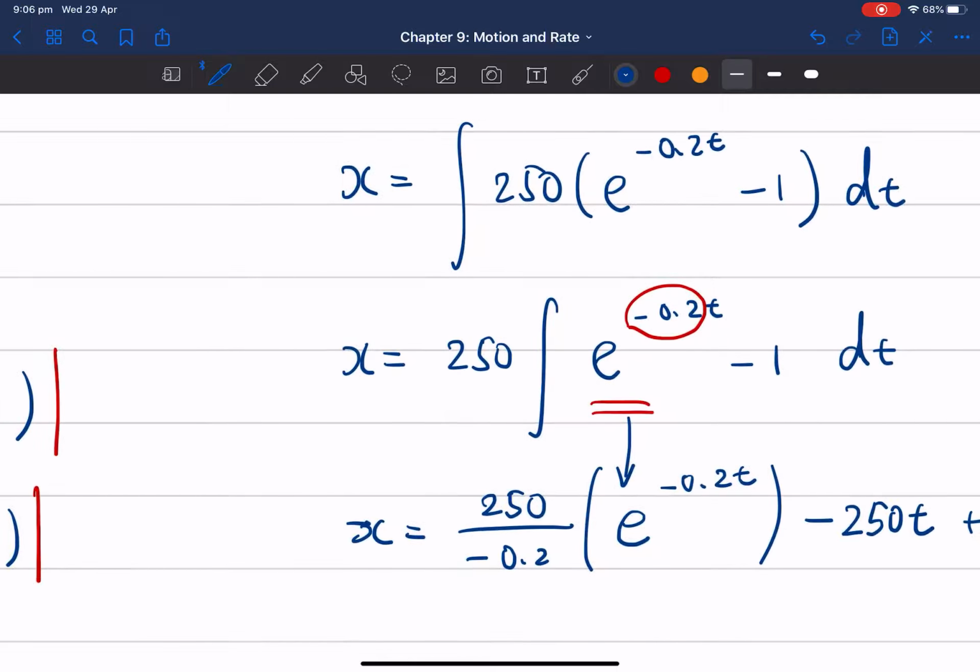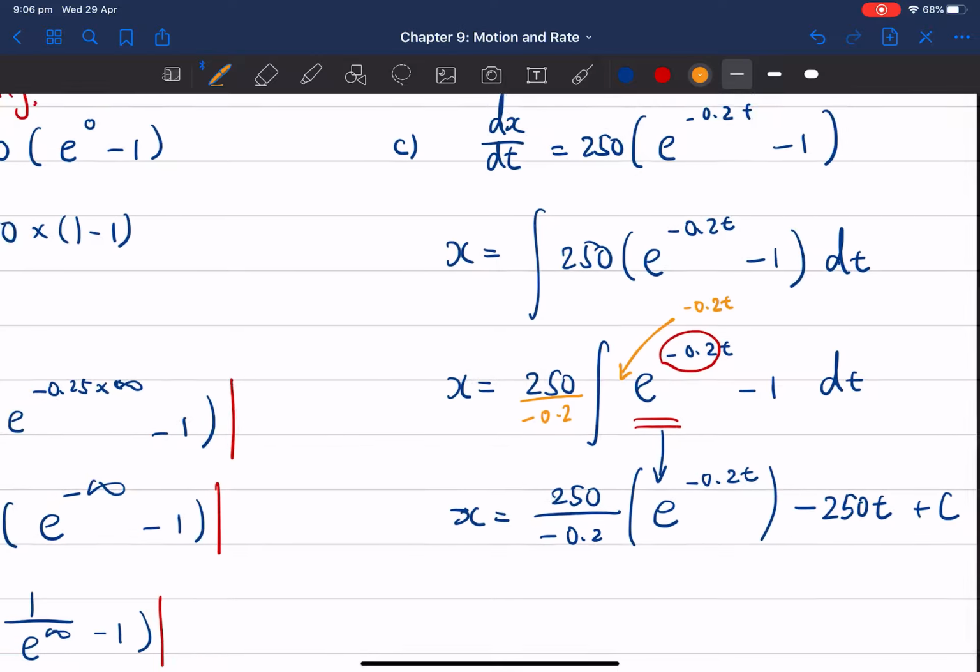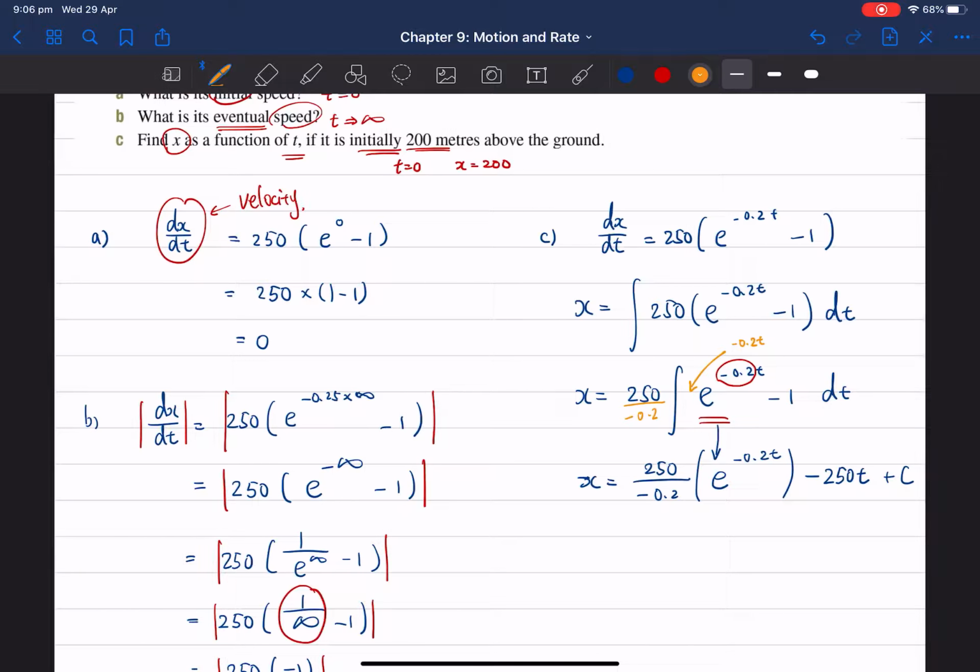Now, for those of you who still have a problem with integration, just remember here I need to put negative 0.2. So that means outside I need to add negative 0.2 as the denominator to cancel that negative 0.2. All right, so what we can do now is use the calculator to work out the value of c by substituting the initial condition.